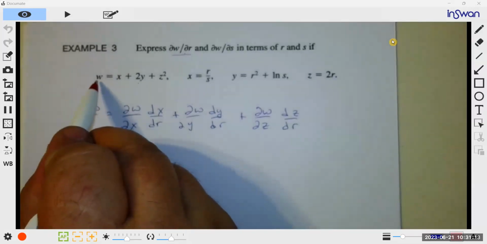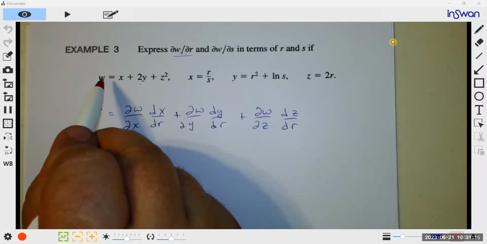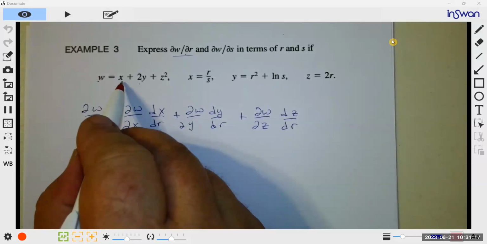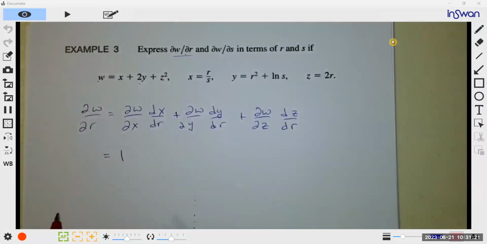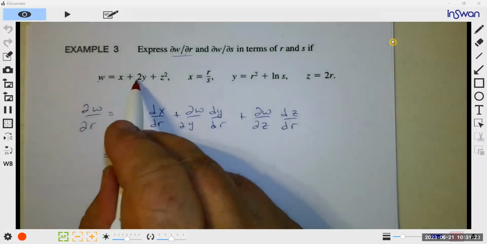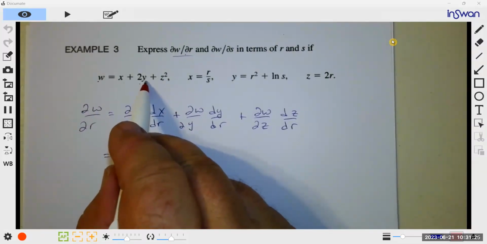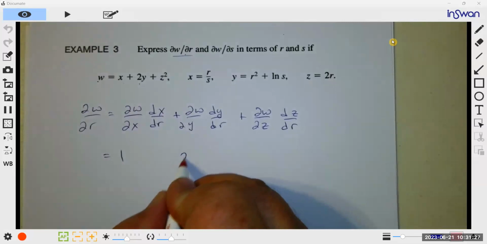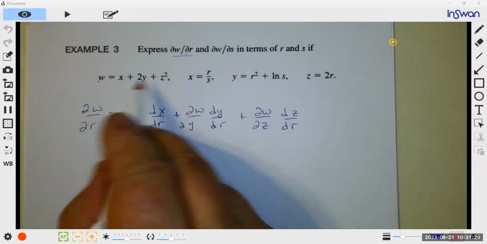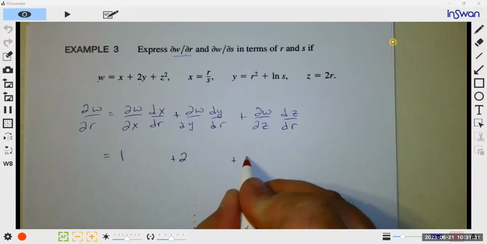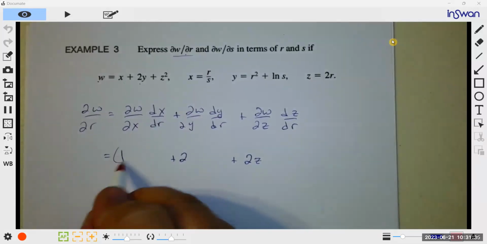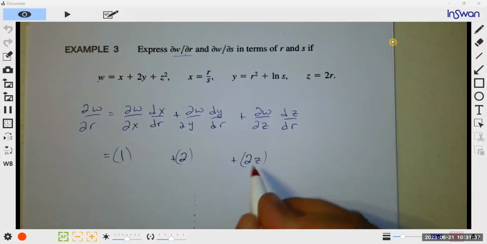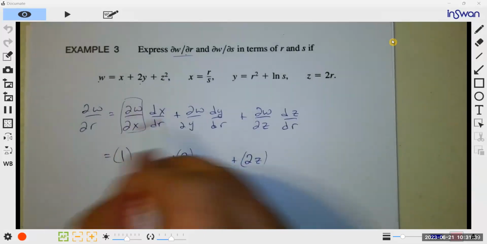All right, so W with respect to X is 1. W with respect to Y is 2. W with respect to Z is 2Z. So that's the first part. That's these parts.